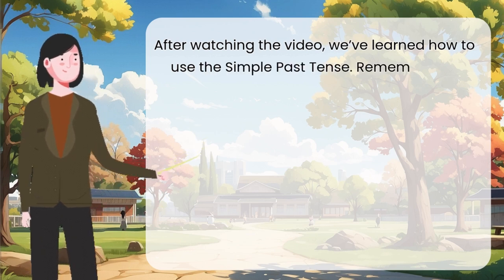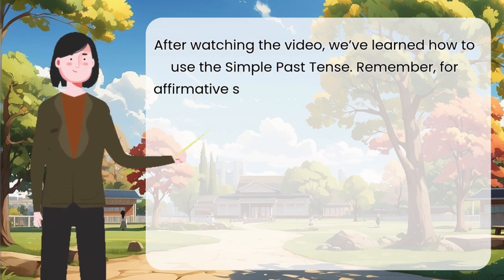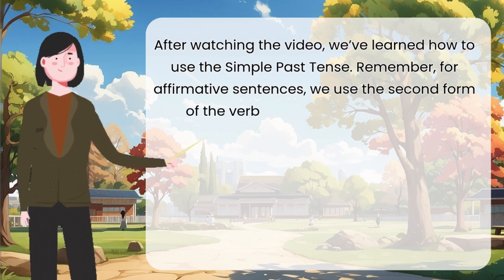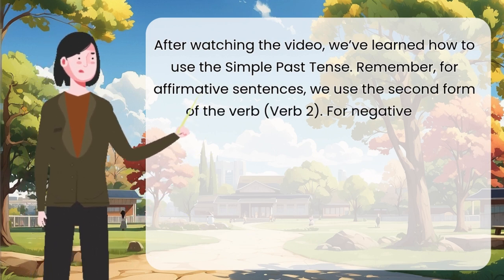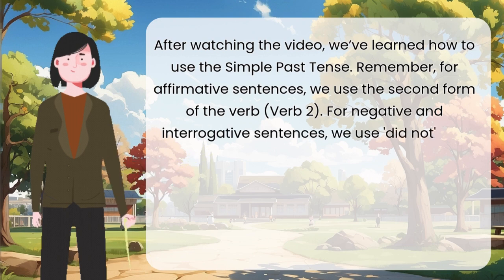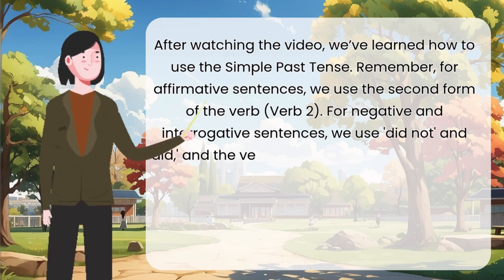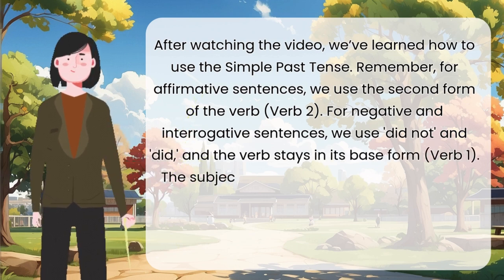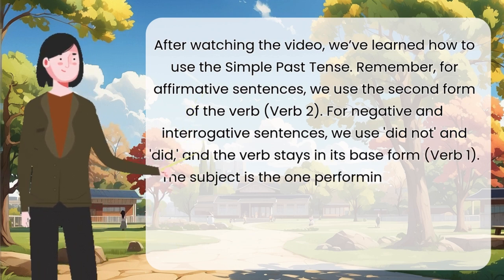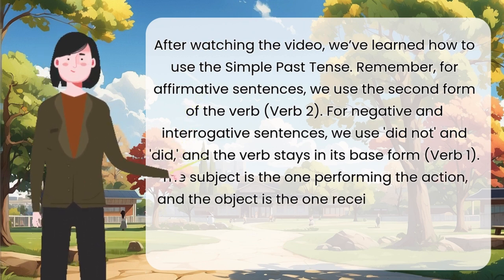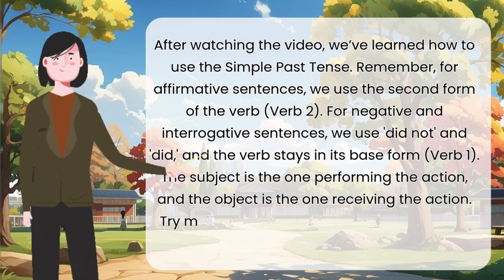Alright, after watching the video, we've learned how to use the simple past tense. Remember, for affirmative sentences, we use the second form of the verb, or verb 2. For negative and interrogative sentences, we use did not and did, and the verb stays in its base form, verb 1. The subject is the one performing the action, and the object is the one receiving the action.